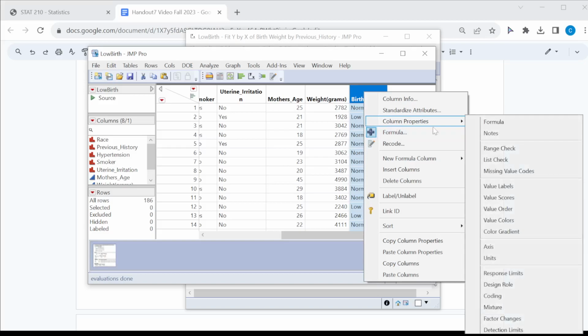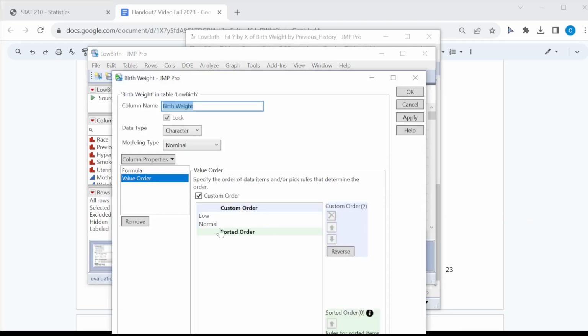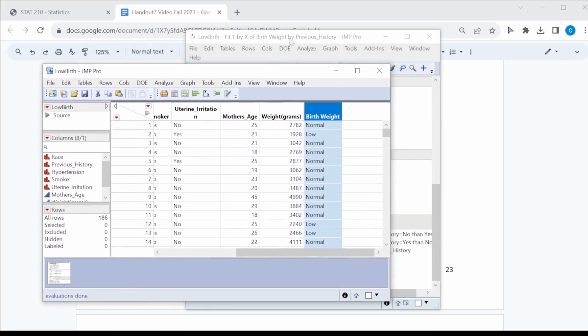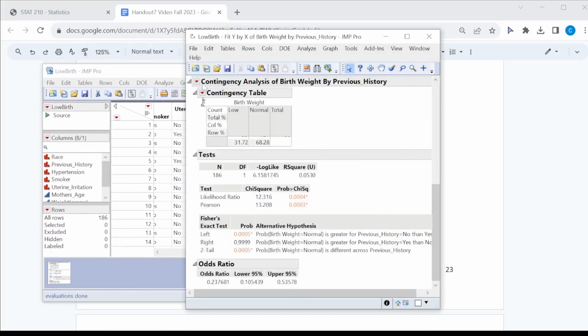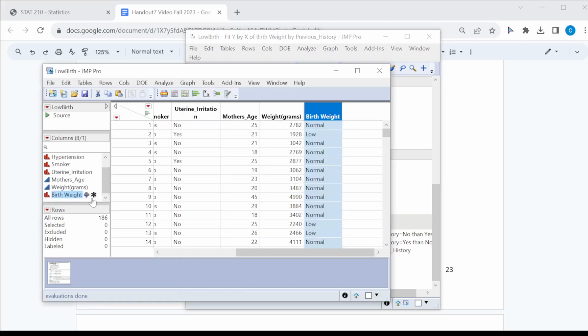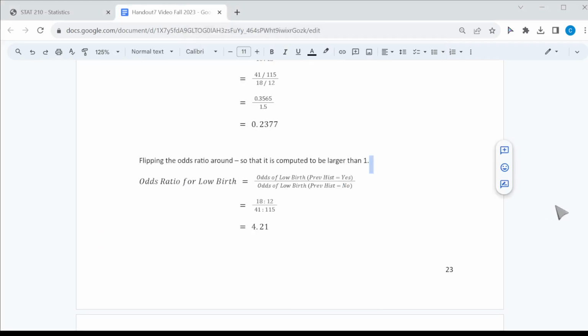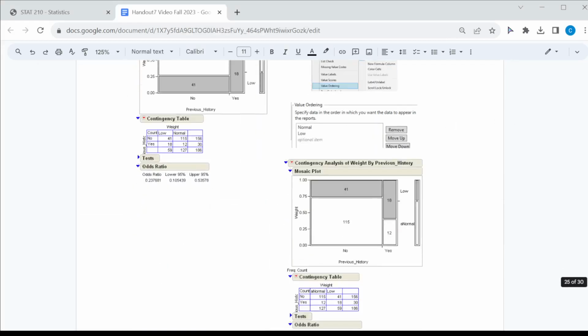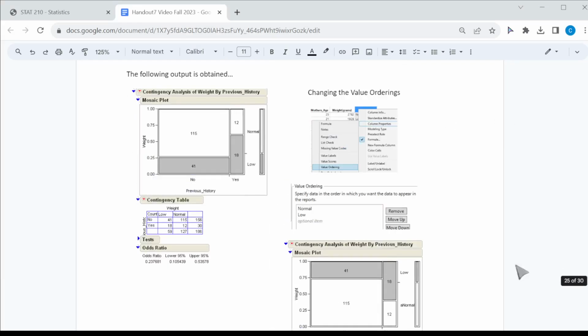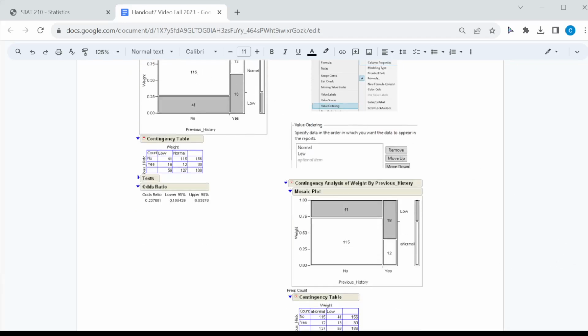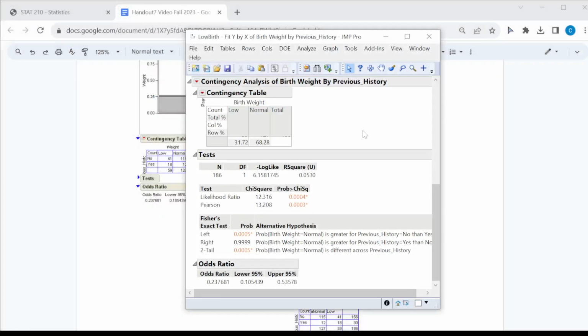So if I go to column properties, value ordering here, and I put normal on top, so flip the order for the response, and now if I go ask for an odds ratio, it's going to compute it the right way for me. It should have computed it the right way there. Let me just double check that. Maybe I need to flip what normal. Let me just be careful here. I might have to say redo analyses. Might have to redo it.